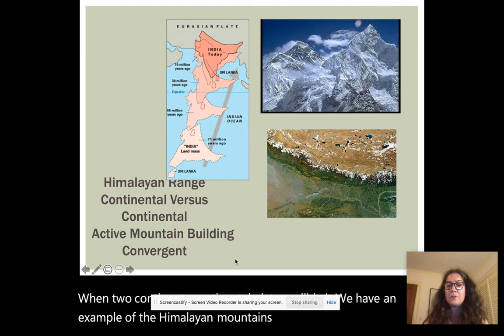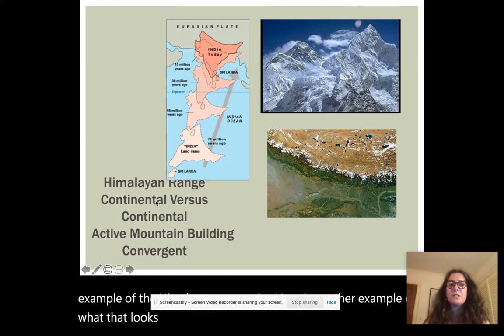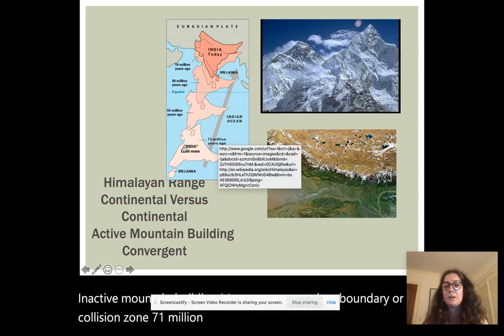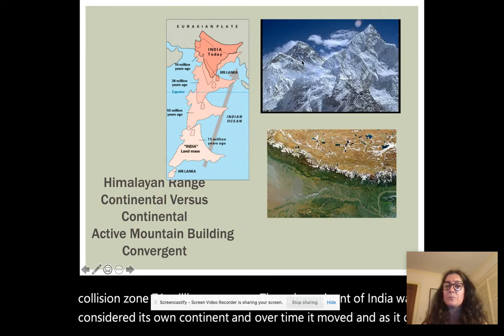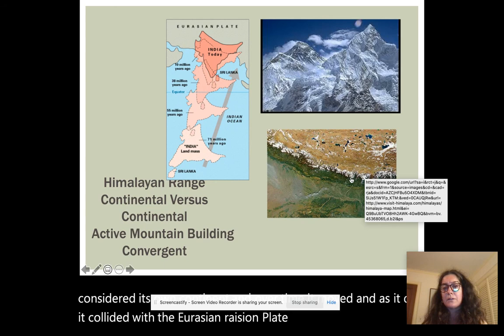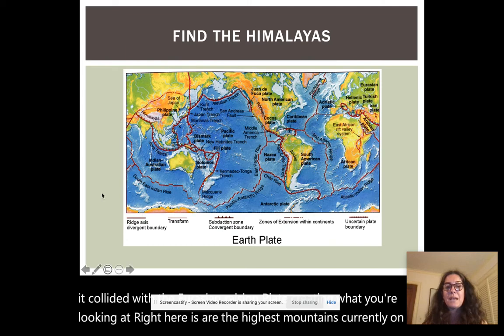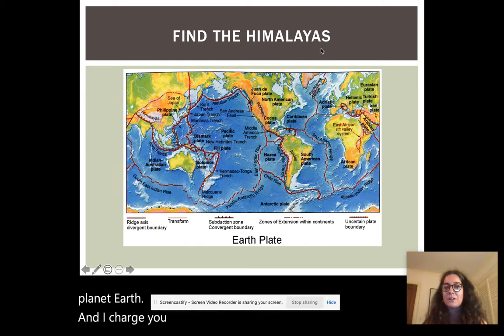Here's another example of what that looks like. The Himalayan range is continental versus continental in active mountain building. It's a convergent plate boundary or a collision zone. 71 million years ago, the subcontinent of India was its own continent, and over time it moved. As it did, it collided with the Eurasian plate, creating what you're looking at right here, the highest mountains currently on planet Earth. And I charge you to find where the Himalayas are and see what type of plate boundary you will find.